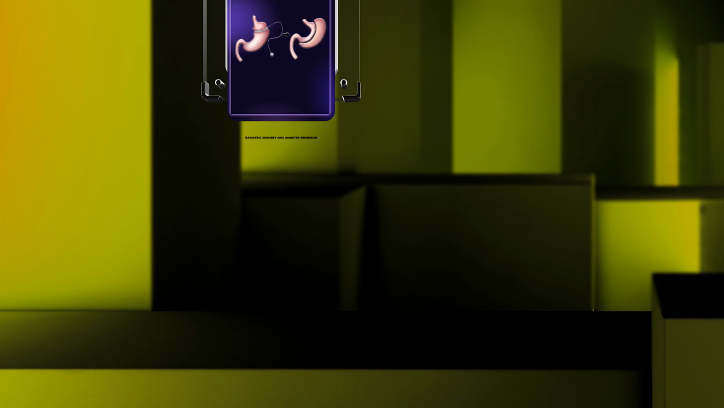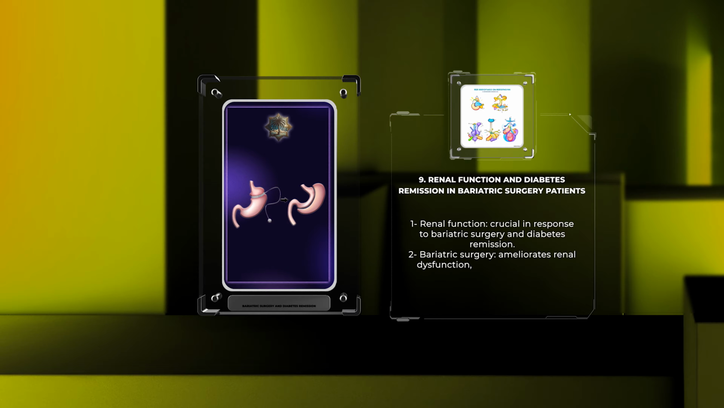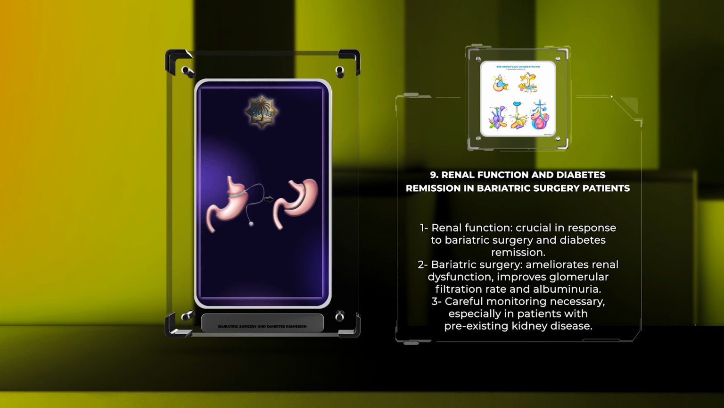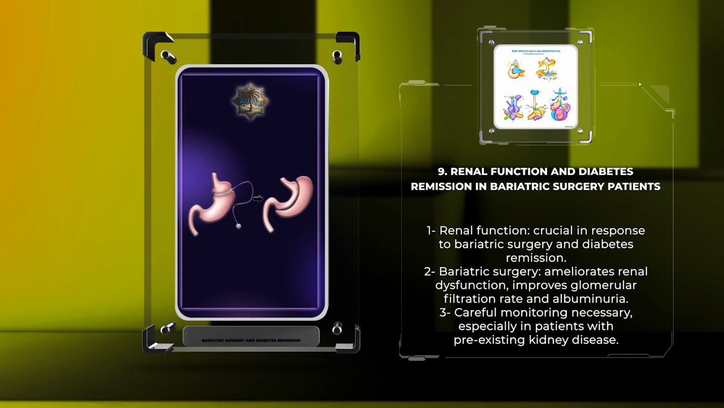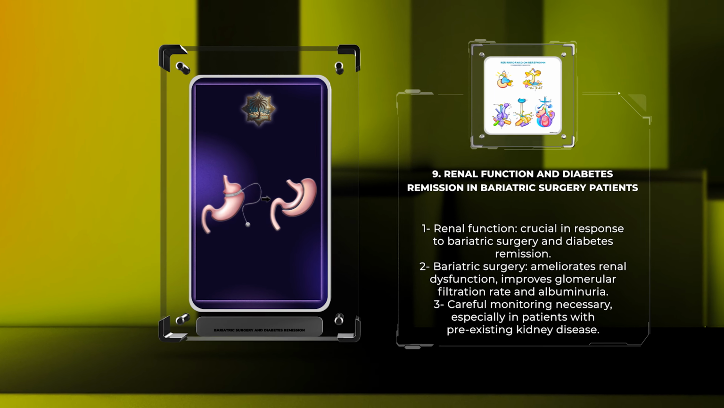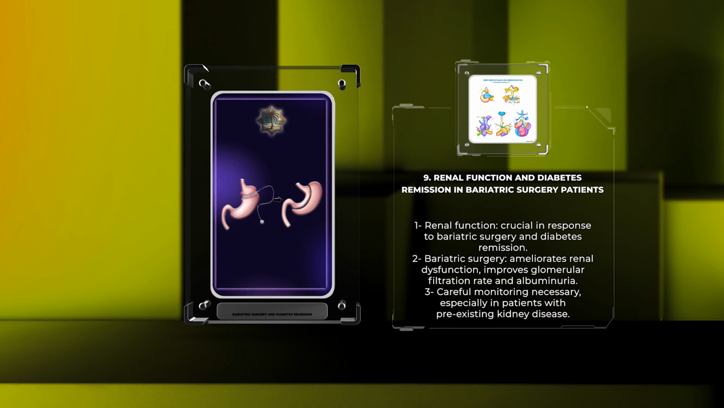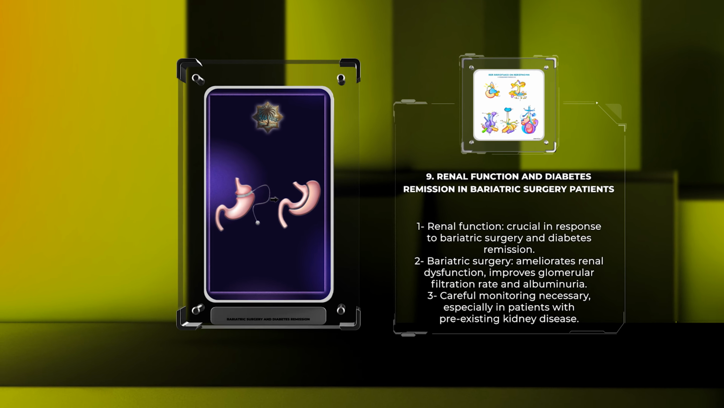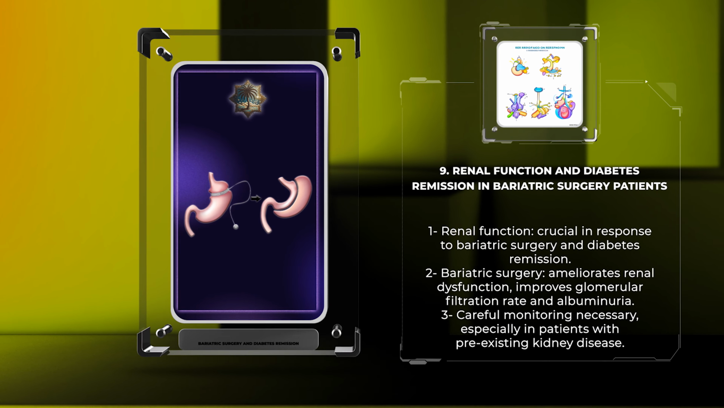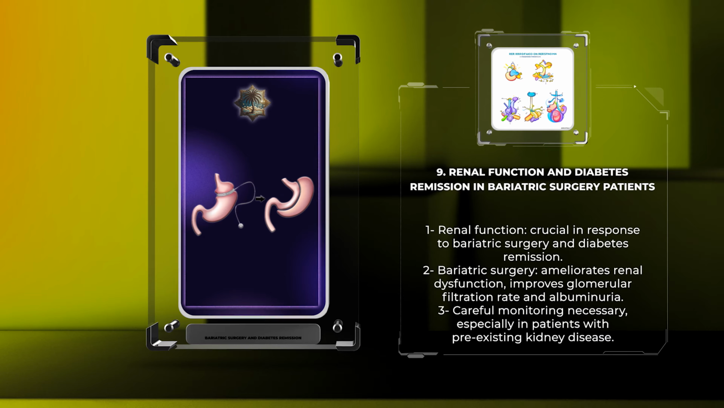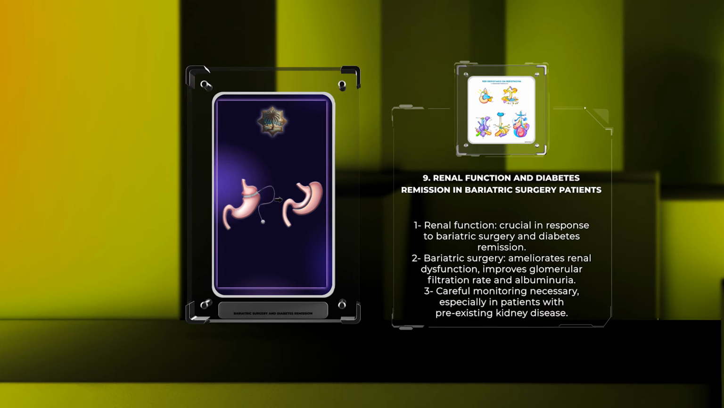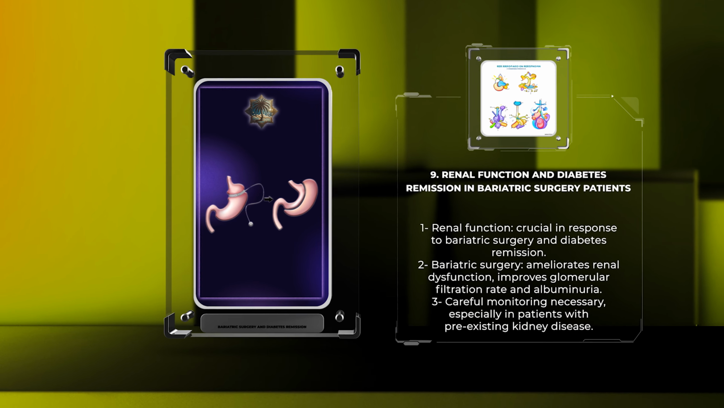Renal function plays a crucial role in the response to bariatric surgery and diabetes remission. Patients with diabetes and obesity often exhibit renal impairment, and bariatric surgery has been shown to ameliorate renal dysfunction. Improvements in glomerular filtration rate, GFR, and albuminuria have been observed following bariatric surgery, which may be attributed to weight loss, reduction of inflammation, and improved glycemic control. Although renal function can improve following surgery, careful monitoring is essential, especially in patients with pre-existing kidney disease. Further research is warranted to elucidate the underlying mechanisms and long-term effects of diabetes remission on renal function in bariatric surgery patients.